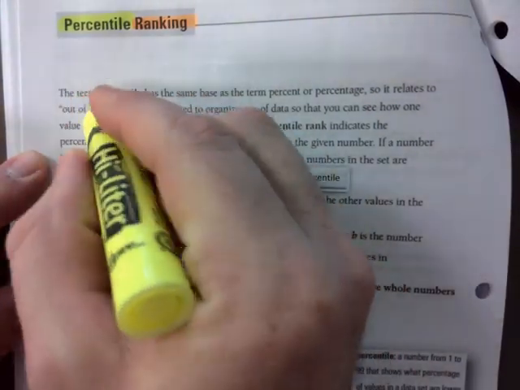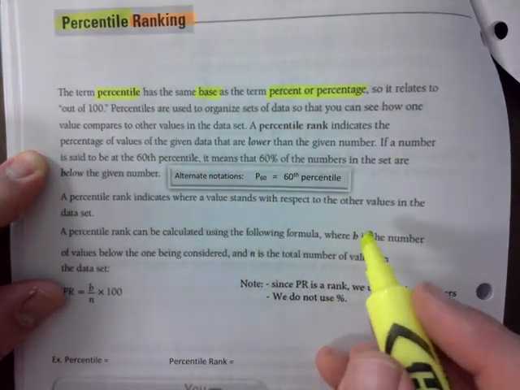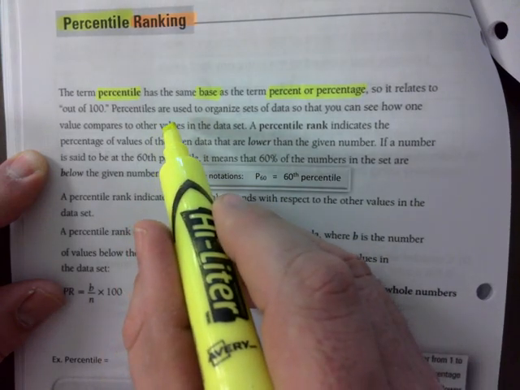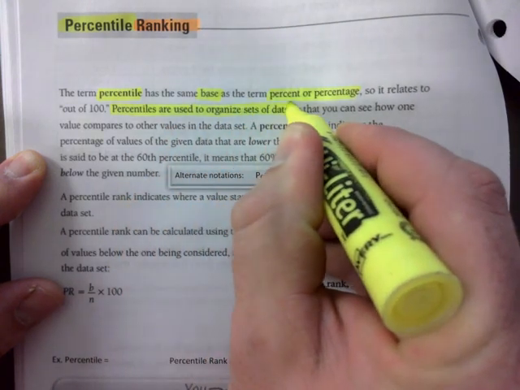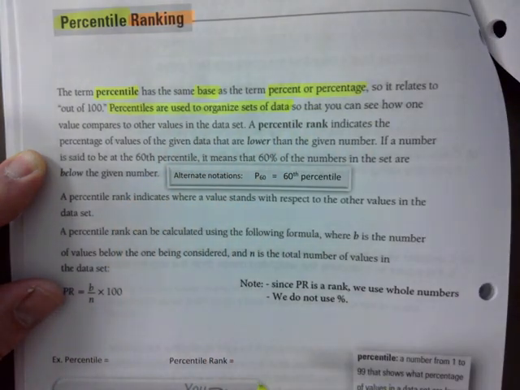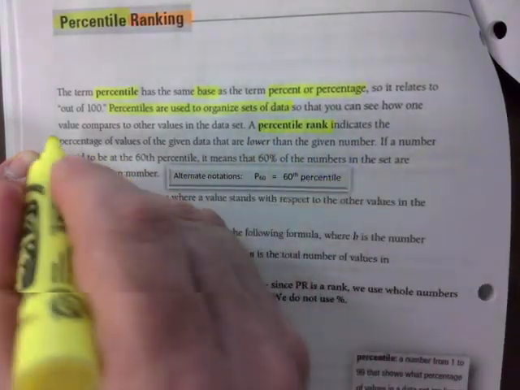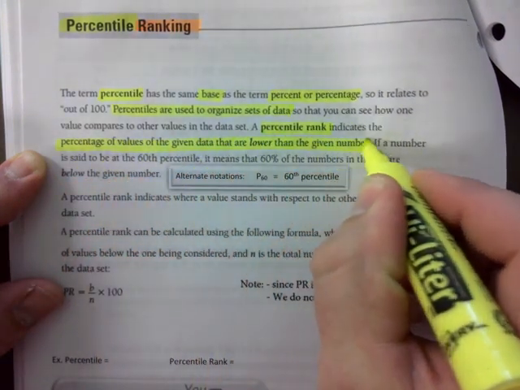What am I actually asking you to do? So the term percentile, right? Percentile has the same base as percent or percentage. Okay, it relates to out of 100. Percentiles are used to organize sets of data. Percentile rank indicates the percentage of values of a given data that are lower than a given number.